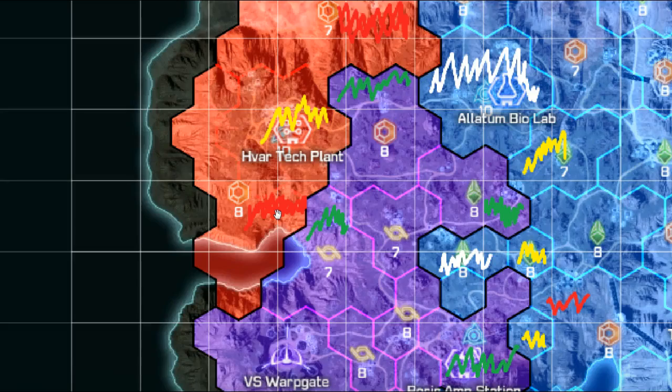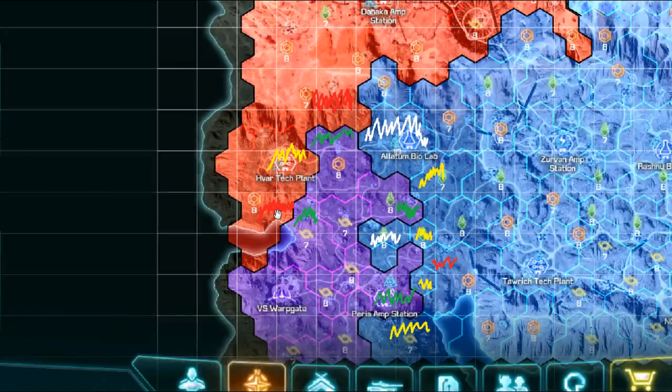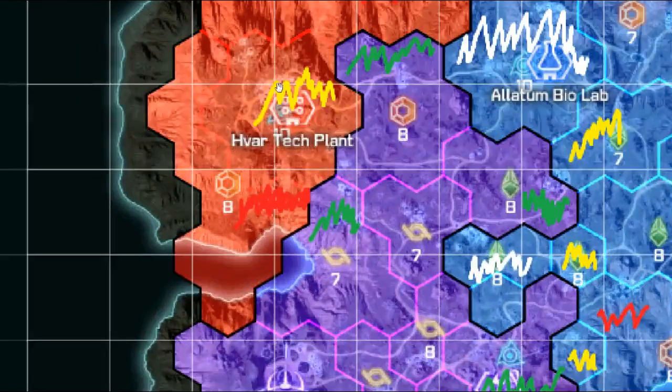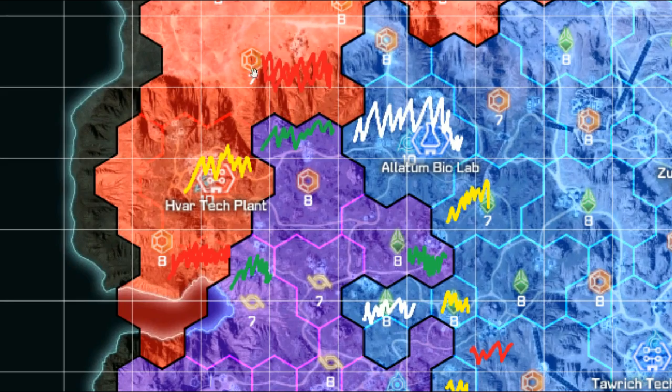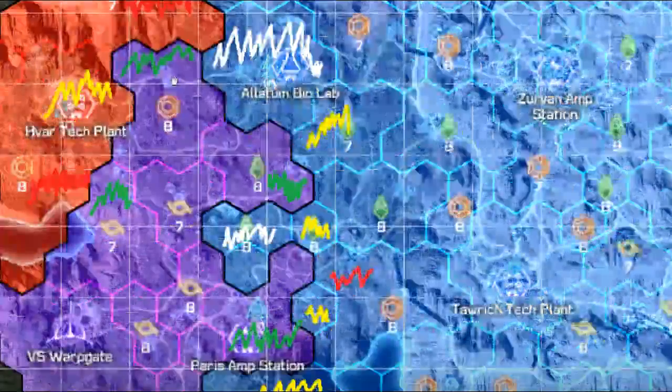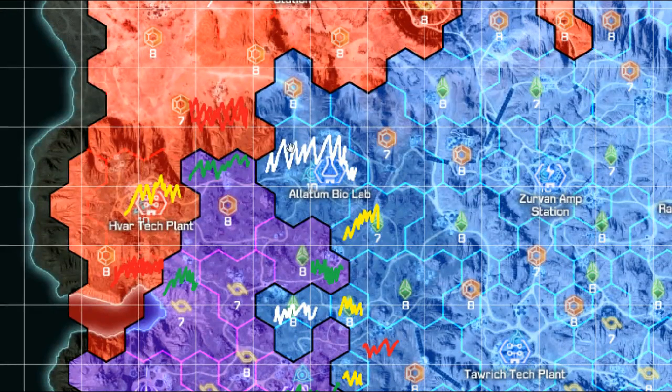This right here, Sandstone Gulch, I believe it's called, is a vital territory to Havar. And yeah, taking this out and this out would solidify the capture of Havar, or the recapture of Havar. Sorry.